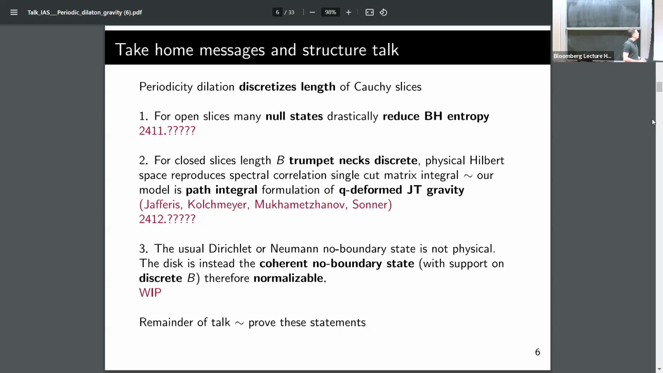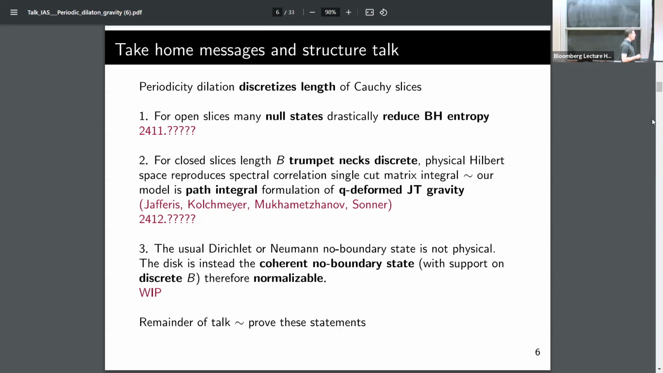Okay, so now some take-home messages and structure of the talk. Generally, and perhaps unsurprisingly, periodically identifying a dilaton will end up discretizing the length of Cauchy slices. But there are several consequences of that. For open Cauchy slices, it will become clear what I mean precisely. The length becomes discretized and you find many null states. And this turns out to drastically reduce the entropy such that it's much lower than the naive black hole entropy. That statement will become clear. It's an overview.